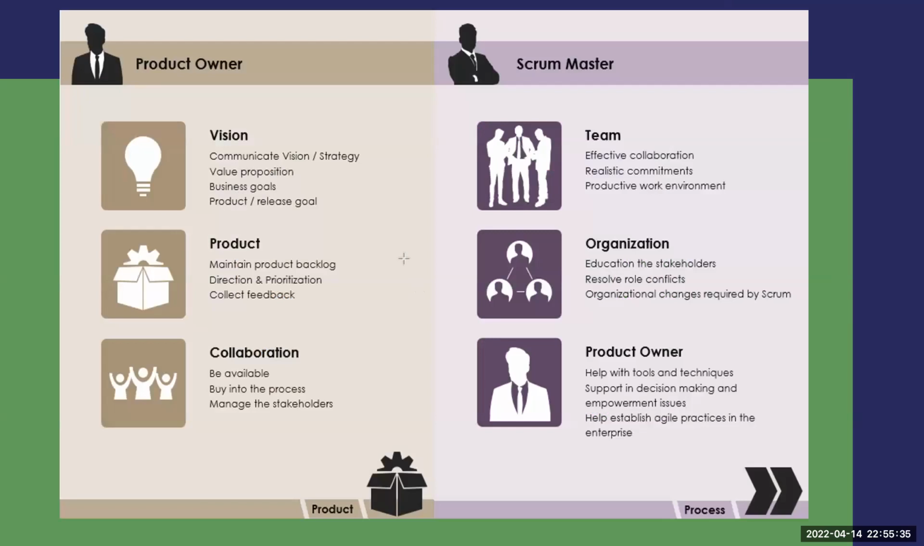So another way to look at it, what does the product owner do? The vision, the product, the collaboration. What does the Scrum Master do? The team, the organization, and then serving the product owner. Easiest way to remember this, product owner is product driven, Scrum Master is process driven. More focused on the vision, more focused on the team.